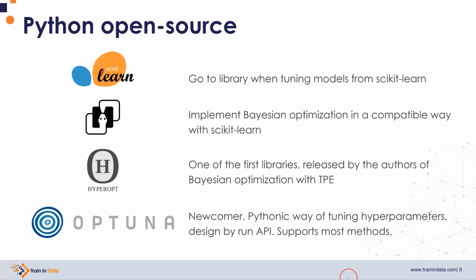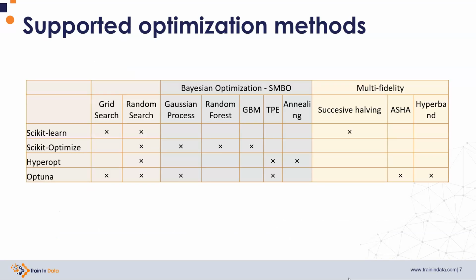So before wrapping up this video, let's say a few more words about the methods that each of these libraries support. Throughout the course, we've discussed several methods for hyperparameter optimization. We talked about basic methods like grid search and random search. Then we talked about Bayesian optimization, and we saw that we can infer the distributions of hyperparameters using various models, including Gaussian processes, random forest, and tree-structured Parzen estimators. And we then talked about multi-fidelity optimization, and within these methods we discussed successive halving, asynchronous successive halving, and hyperband.